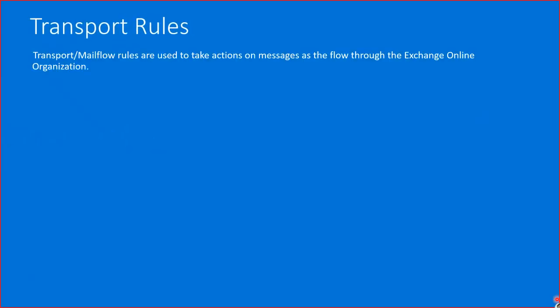Let's look at what are transport rules. Transport rules act on messages in transit within the Exchange organization. These are not to be confused with mailbox rules, which act on messages once the message has been delivered to the mailbox. So we've got transport rules which act on messages which are in transit, and then we've got mailbox rules which apply on messages that have been delivered to the user mailbox.